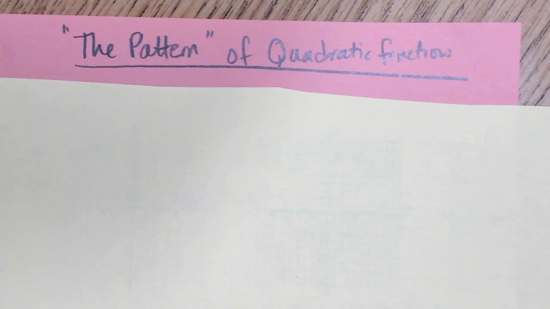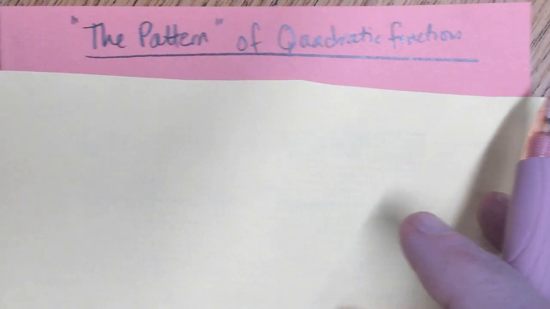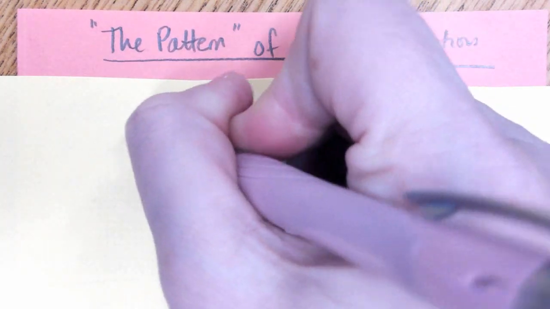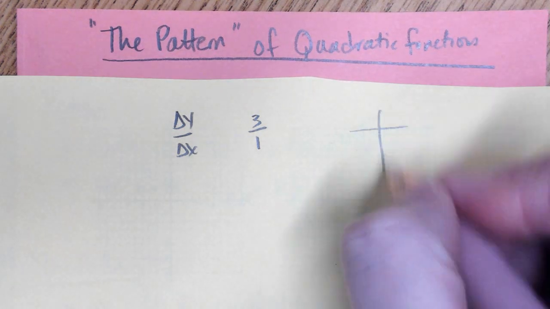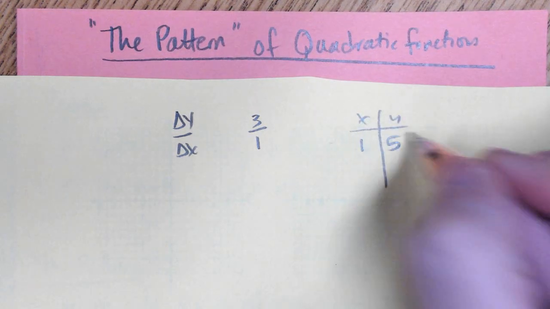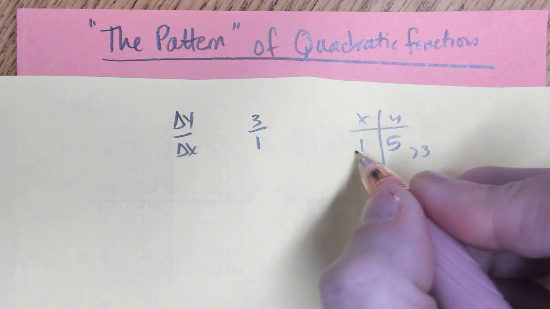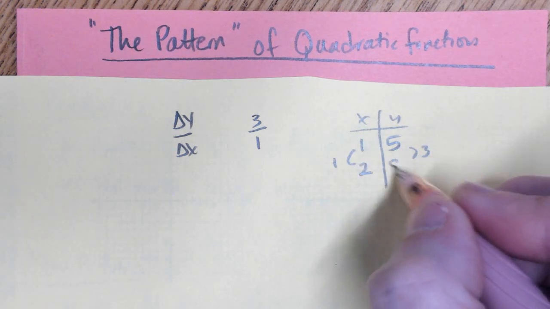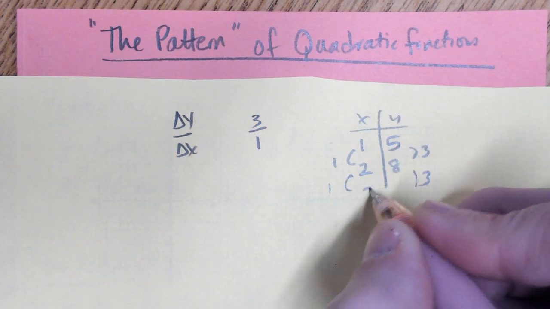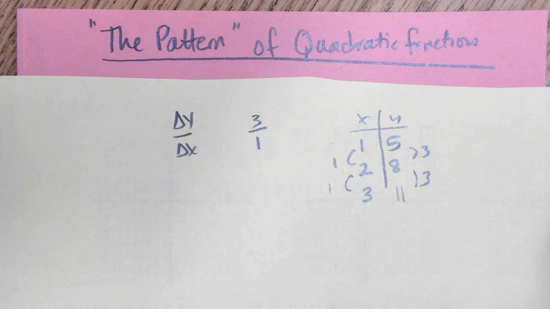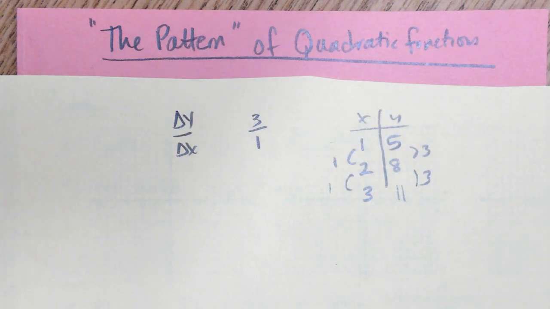All right, so today we're going to learn about the pattern of quadratic functions, meaning what is the pattern that we use to build a table. With linear functions, we used delta y over delta x. So if I knew that the slope was 3 over 1, then that meant that if I had a row that started with 1, 5, I could add 3 to x and 1 to y to build the next row. And I could keep on doing that to build out the table. That's how we built our tables that were linear. Quadratic tables are going to be a little bit different.